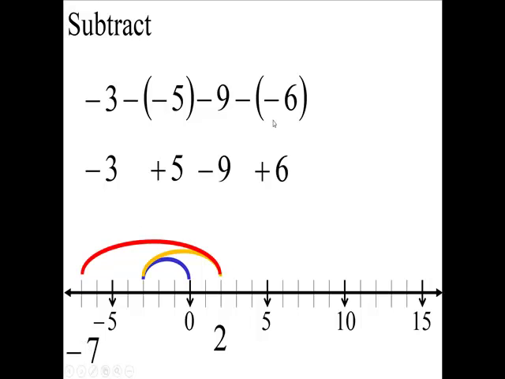And from here, I'm going 6 to the right. So you started right here at negative 7 and go 6 to the right. 1, 2, 3, 4, 5, 6. We end up here 1 to the left. Final answer, minus 1. Okay, but the big key to this thing is saying this looks like a positive.